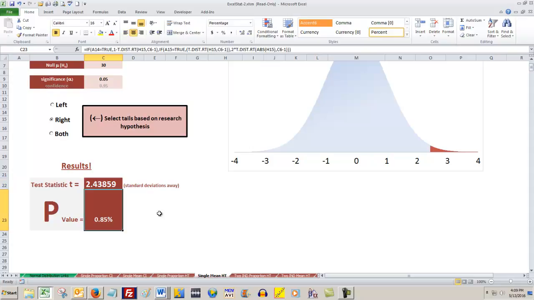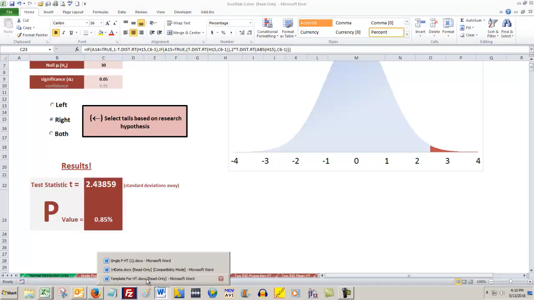It carries a p-value of 0.85%. Now read that correctly. That's not 85%. That's 0.85%. So this is not 85 out of 100, it's 85 out of 10,000, which is less than 1%, which is definitely less than 5% if we're using that as our guideline.